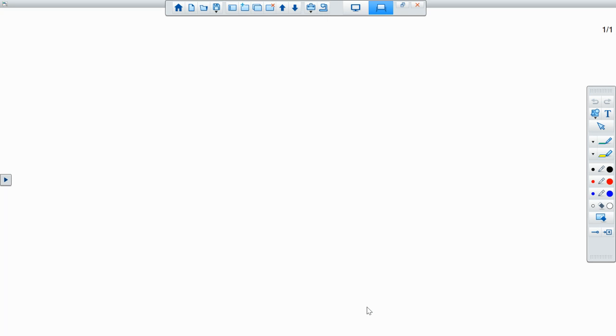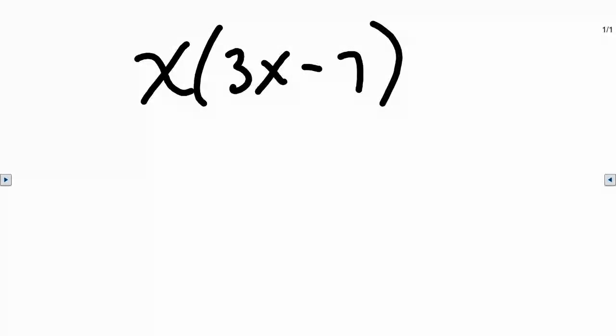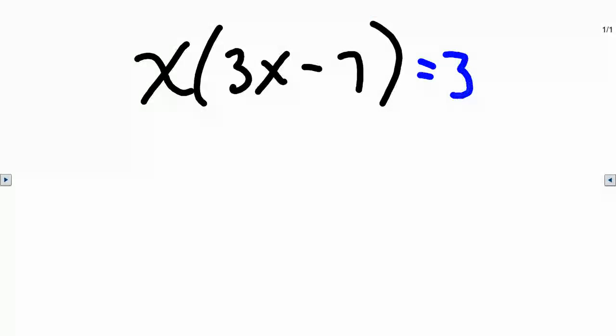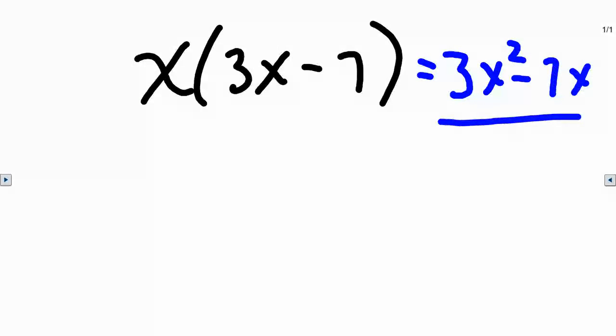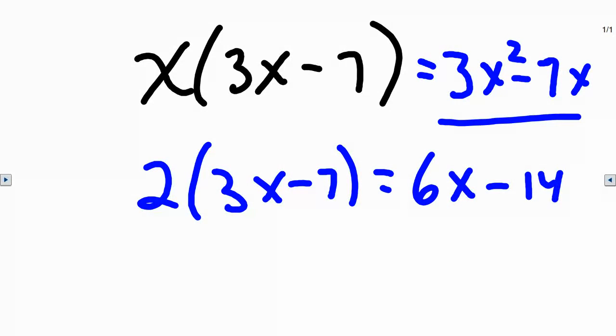So today in class, we talked a little bit about multiplying binomials and other stuff like that. There were problems like this, for instance, where we had to multiply the x times both things. It's a distribution problem, so x times 3x is 3x squared, and x times -7 is -7x, and they're done. The same thing would be true if we had 2 times 3x minus 7. We would multiply the 2 by both things, and we would get 6x minus 14, for instance.